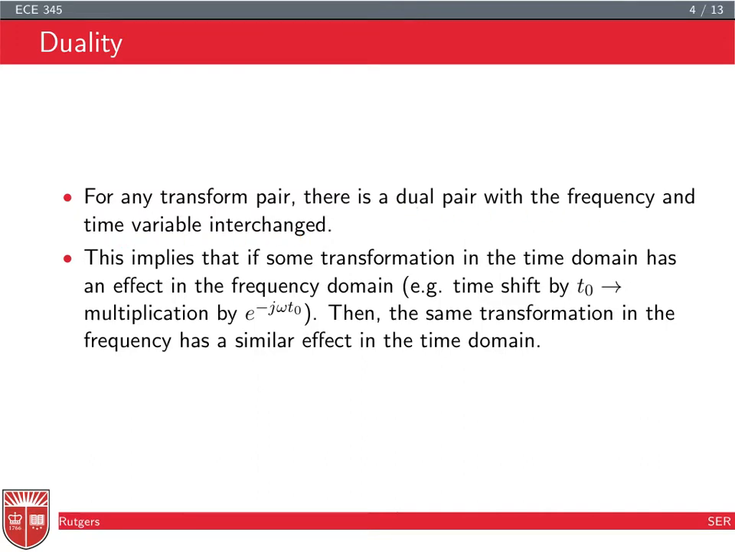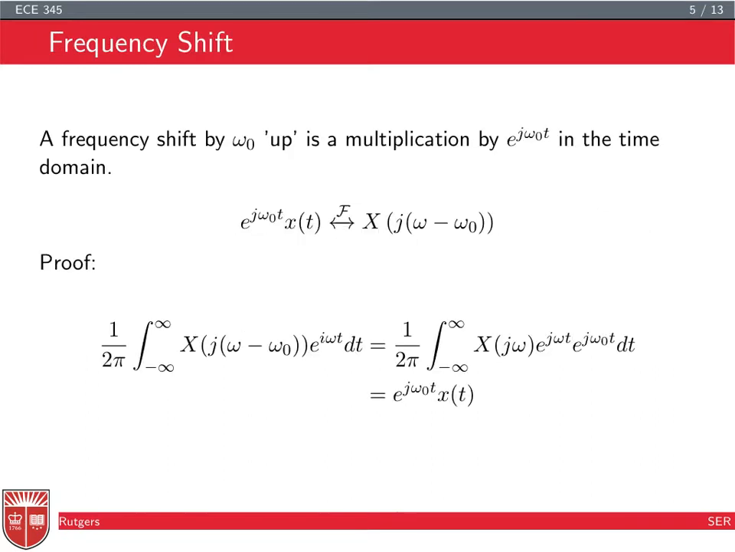And also for every property, such as the time shift, which we know from previous lectures, a time shift by t0 is a multiplication by e to the minus j omega t0 in the frequency domain. There is something equivalent in the frequency domain. And the equivalent property in the frequency domain is the following here for this specific example.